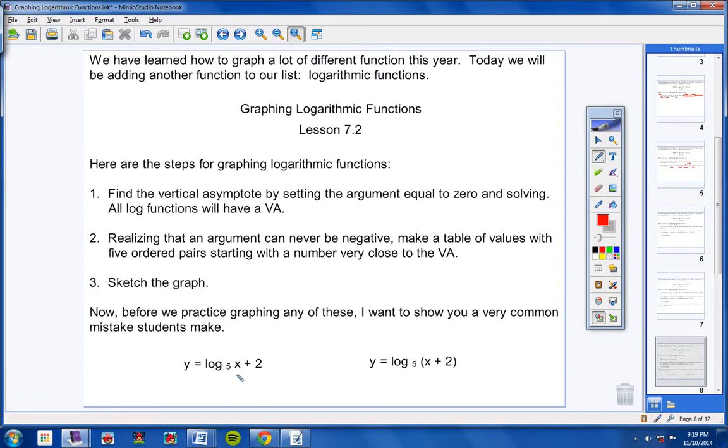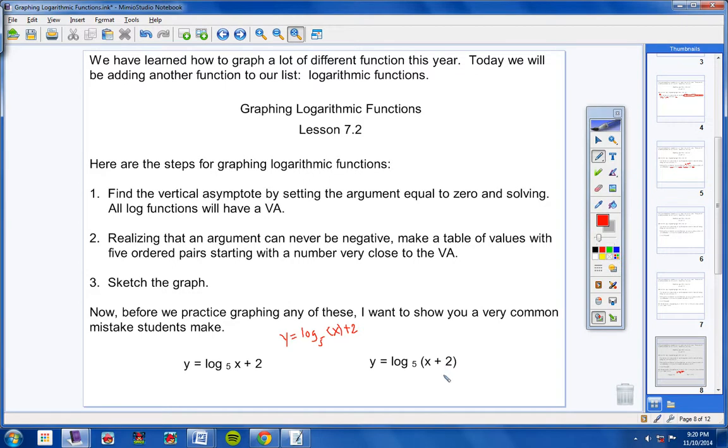Now here's what you need to know. The only thing in this function here that you're taking the logarithm of is x. Nothing else. So really you can rewrite this like this. That would be totally acceptable because there's no parentheses around the x plus 2. Okay, so really what you're doing in this problem here is you're taking the logarithm of x and then you're adding 2 to whatever you get out. Okay? Now over here it's different. Here you're taking the logarithm of x plus 2, the entire thing.